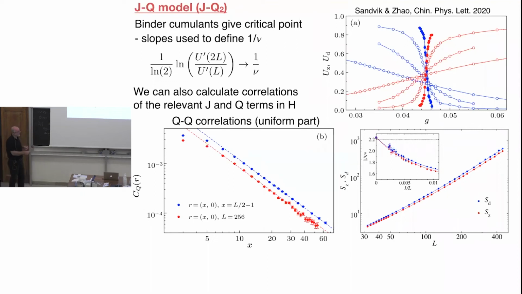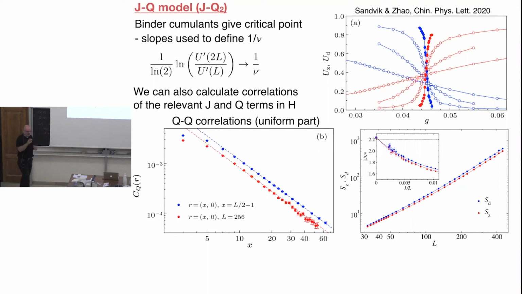So we sit then at the critical point that we have extrapolated as well. I don't show it here, but we know it quite precisely. And then we look at the QQ correlations, which is an 8-spin correlation, but it can actually be computed. One point is that we have to look at the uniform part of that, and let me not say exactly how we do it because it's a bit involved.